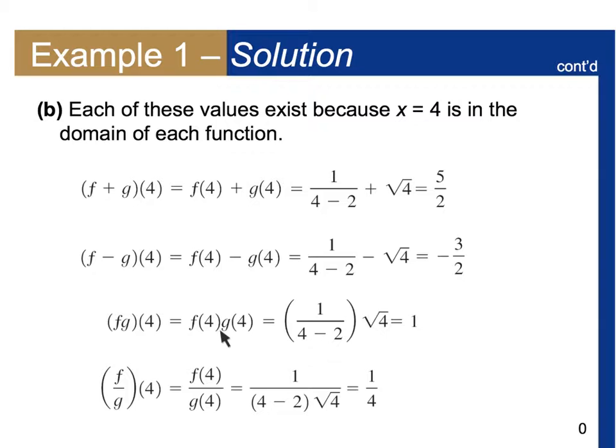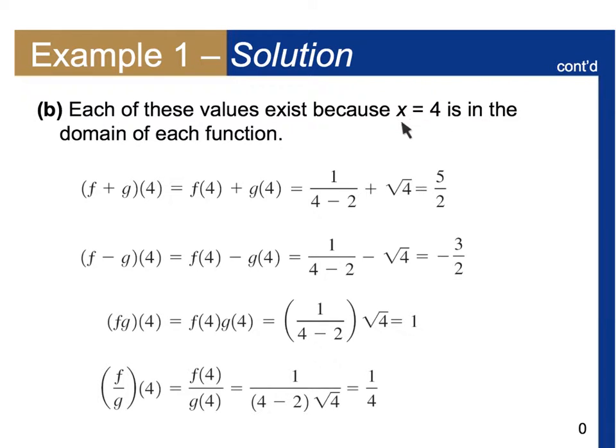f times g of 4 is f of 4 times g of 4, so that's 1 over 4 minus 2 times square root of 4, which is 1 half times 2, which is 1. And then finally, f over g of 4 is f of 4 over g of 4, which is 1 over 4 minus 2 times square root of 4 in the denominator, which is 1 over 2 times 2, which is 1/4.